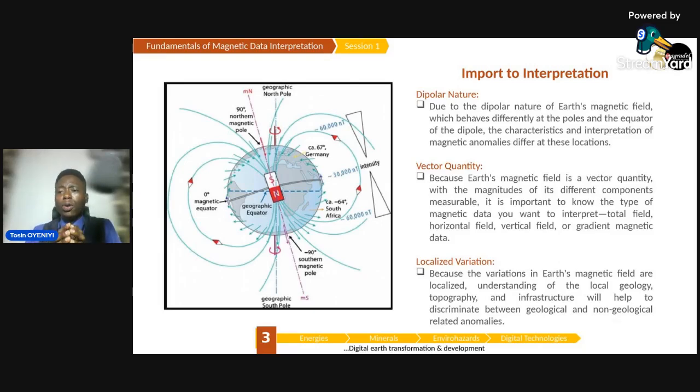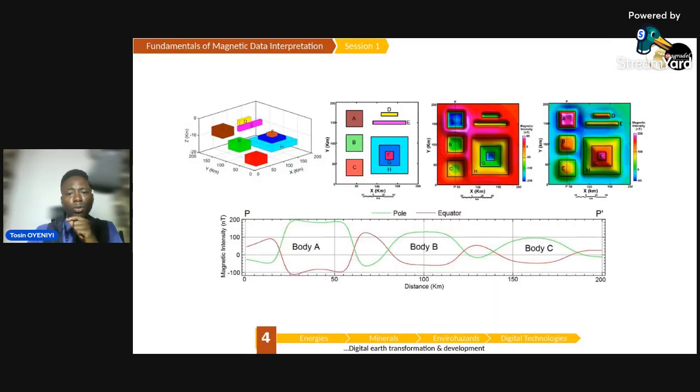Due to the dipolar nature of Earth's magnetic field, which behaves differently at the poles and at the equator of the dipole, as I've explained earlier, the characteristics and interpretation of magnetic anomalies differ at these two locations. Quickly, I will move to the next slide, and I will come back to this slide to illustrate it.